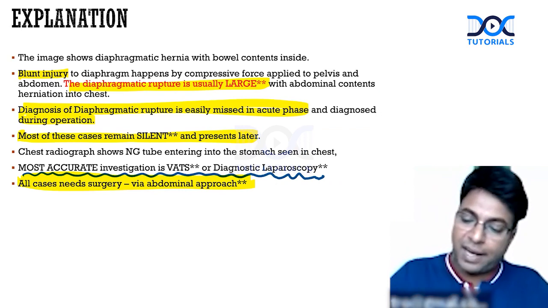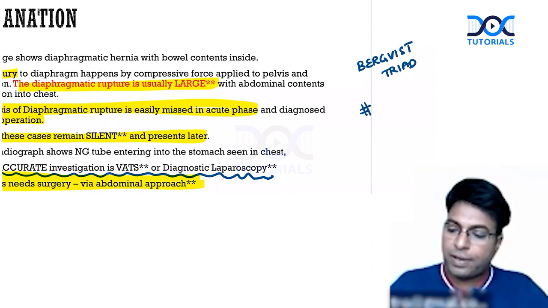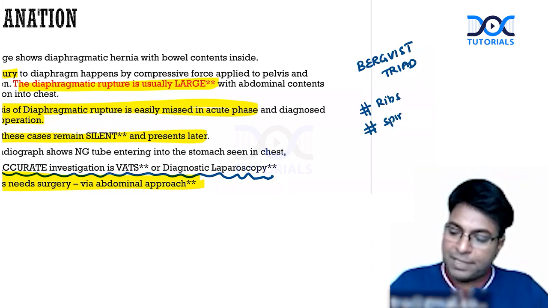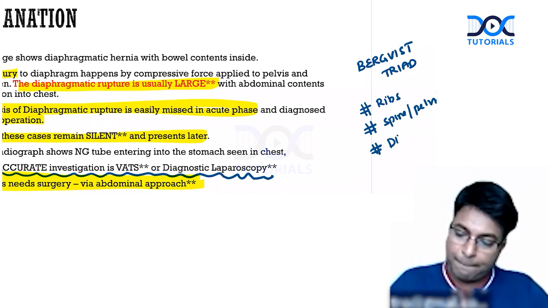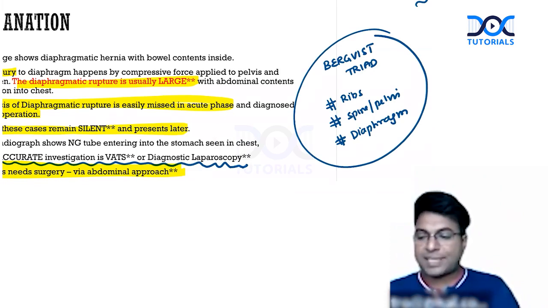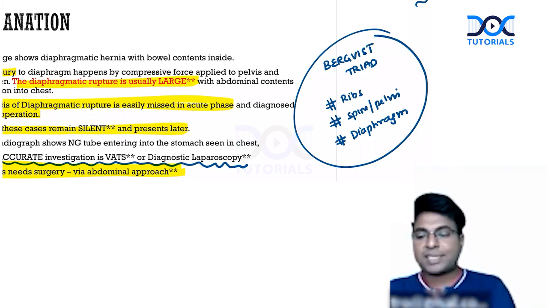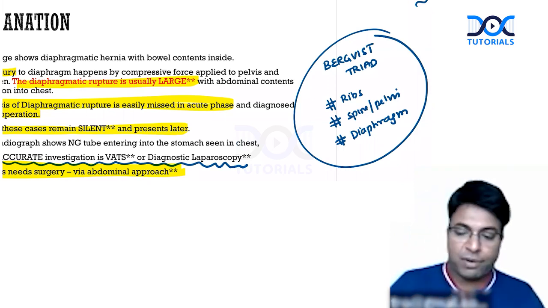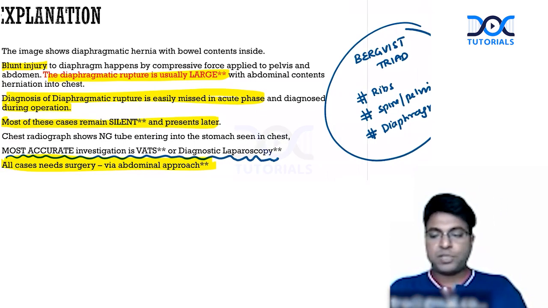What is Bergquist triad? It is for NEET SS. Fracture of ribs, fracture of spine or pelvis, with a rupture of the diaphragm. This is known as Bergquist triad. So Bergquist triad is fracture of ribs, fracture of spine, and diaphragm rupture. This is a NEET SS question, maybe asked for INI-SET also. Please don't forget Bergquist triad.